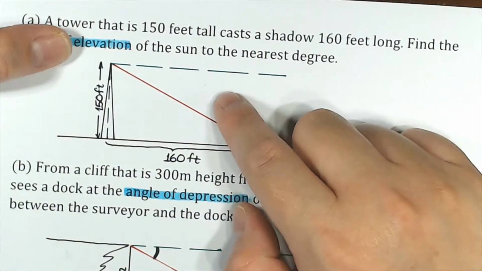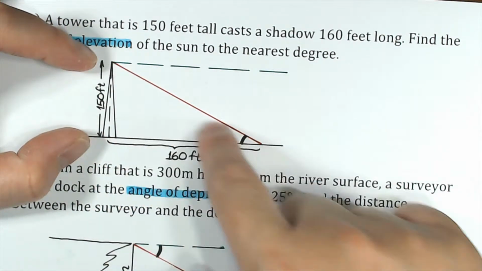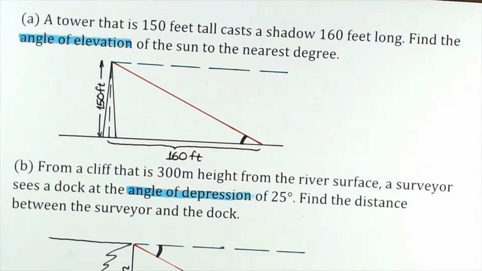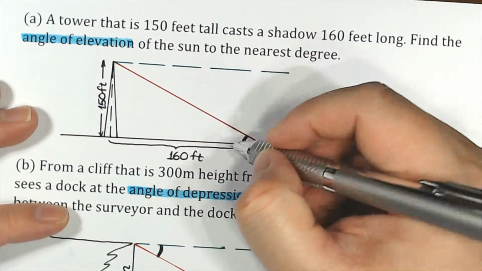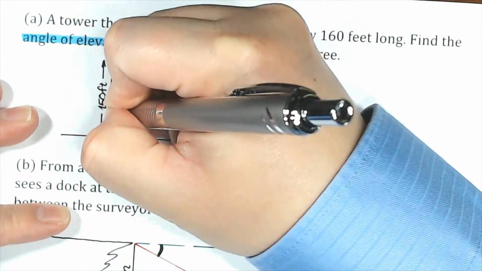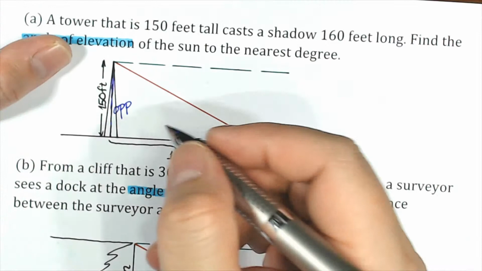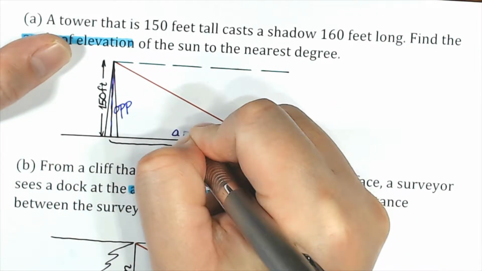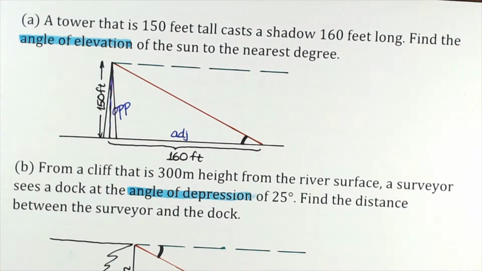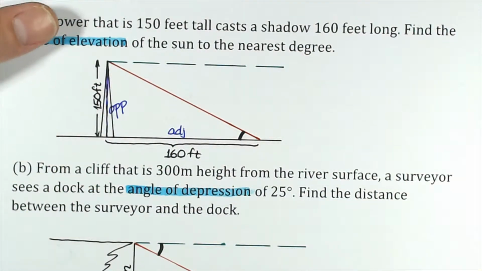A tower that is 150 feet in height casts a shadow of 160 feet. Now we just need to find the angle of elevation. That is an acute angle. With respect to this angle, this side is going to be the opposite, and this 160 feet is going to be adjacent. So we just look for the trig function that has both of those, opposite and adjacent. So that's going to be tangent.